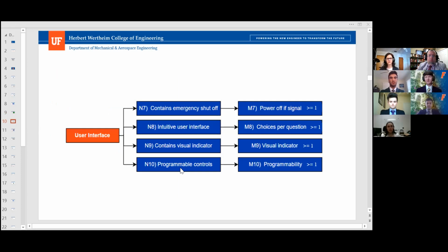The customer needs for the user interface shown here show what our design meets and how we determined the need was met. Most of them were minimum requirements of being able to do this or that, or just if it had programmability, which we accomplished.